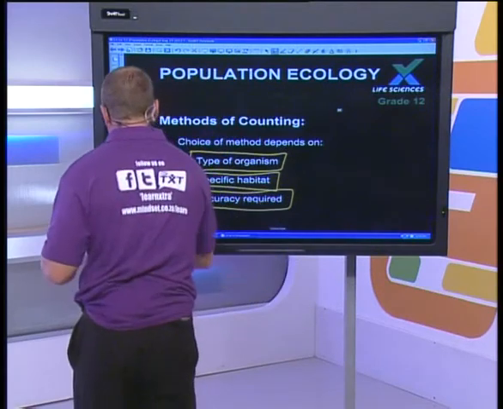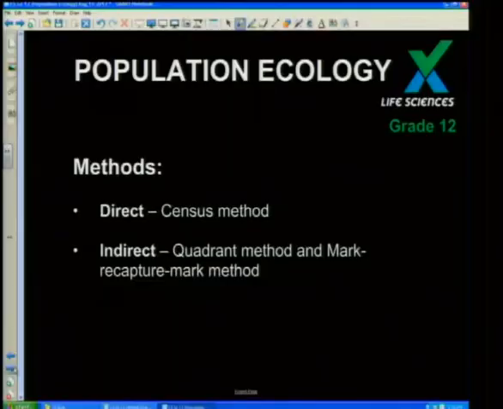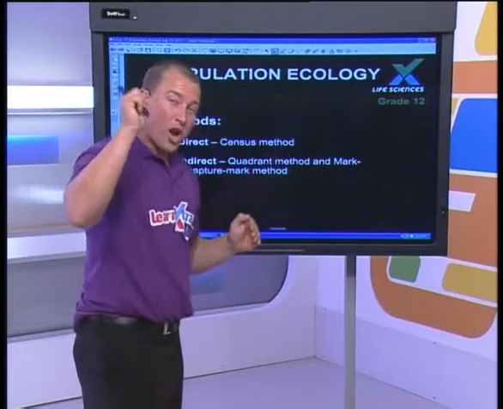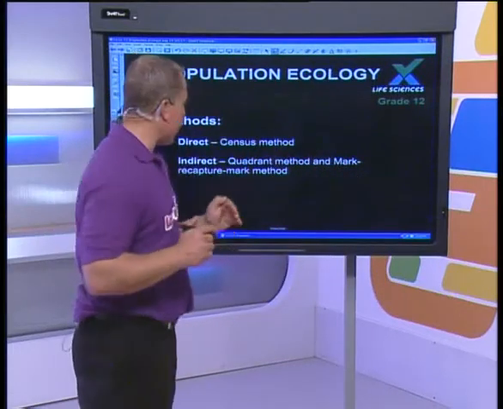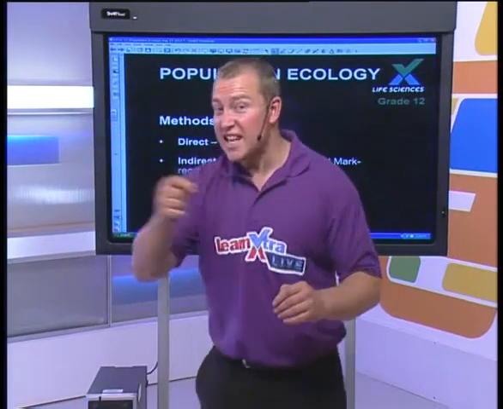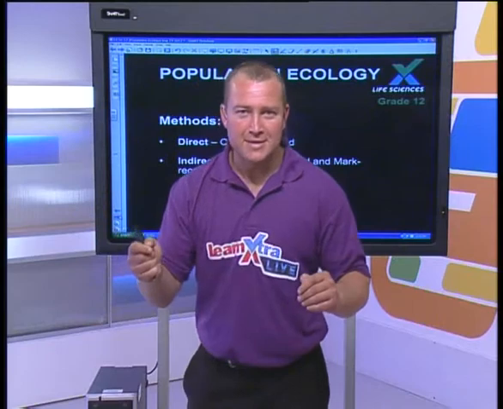Okay, so the first one. Method, you get your direct and you get your indirect type of methods. Your direct method is also your qualitative. It is direct. It's a census method. Not senseless, census. Kat, you got census. Okay, now, your census.